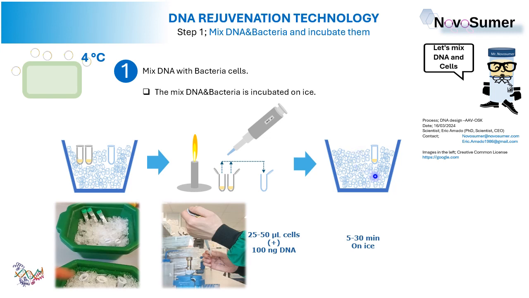So we have the Eppendorf here with the DNA and the bacteria. The only thing that we have to do is incubate this DNA with the bacteria for, let's say, 5 to 30 minutes on ice. And that's all, my friends. That's all that we have to do in this step. Let's go for the next step. That is the heat shock. That means increasing the temperature a little bit drastically. Okay, let's go for it.